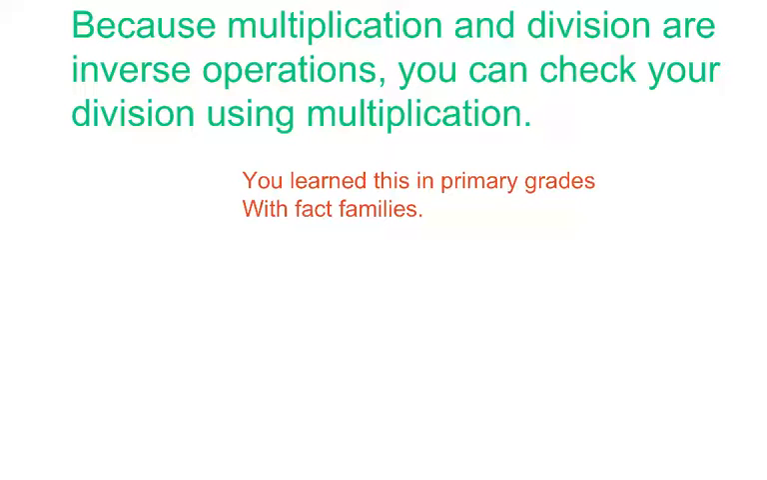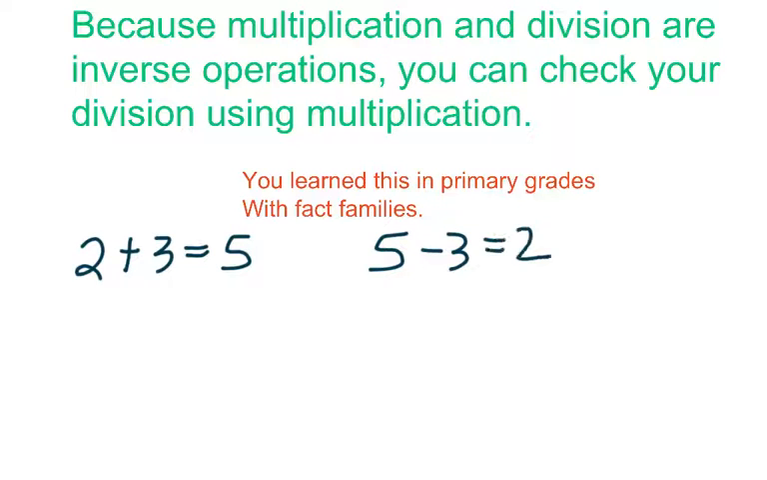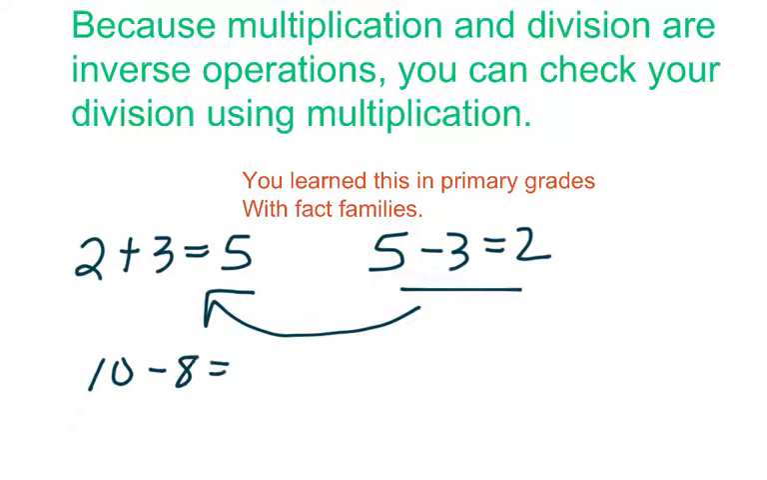You learned that because you know that 2 plus 3 equals 5, that 5 minus 3 equals 2, because this operation is an inverse of this one. Therefore, you could use addition to check this subtraction. If I wanted to know if 10 minus 8 was equal to 2, I could simply add the 2 to the 8, and if they do equal 10, I know that this operation was correct.